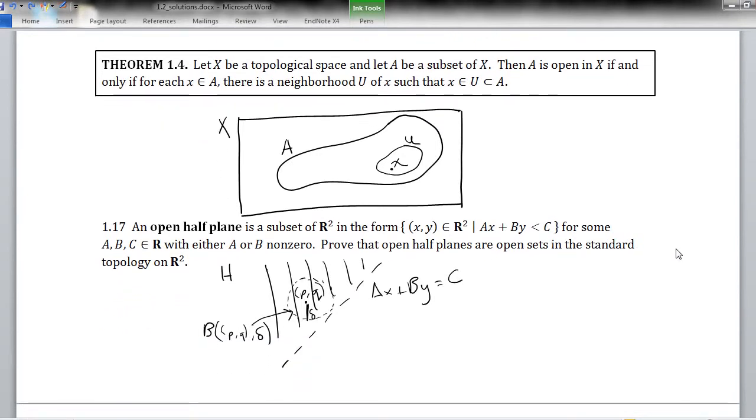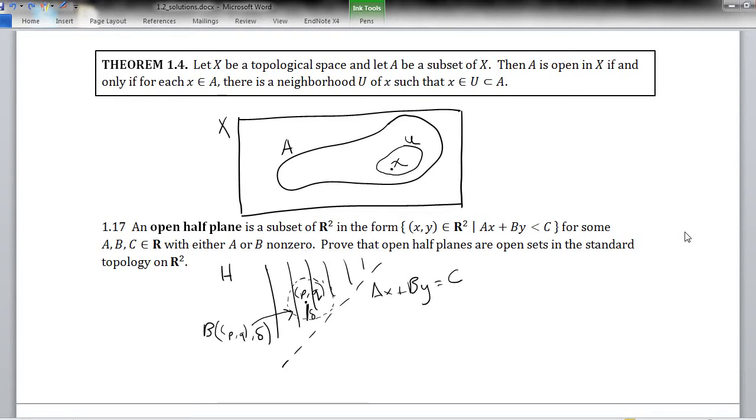All right, so here's the exercise we are going to do using this stuff. 1.17. An open half plane is a subset of the plane in this form: the set of all points x, y in the plane such that ax plus by is less than c, for some constants a, b, and c in the real numbers, with either a or b non-zero. Prove that open half planes are open sets in the standard topology on R2.